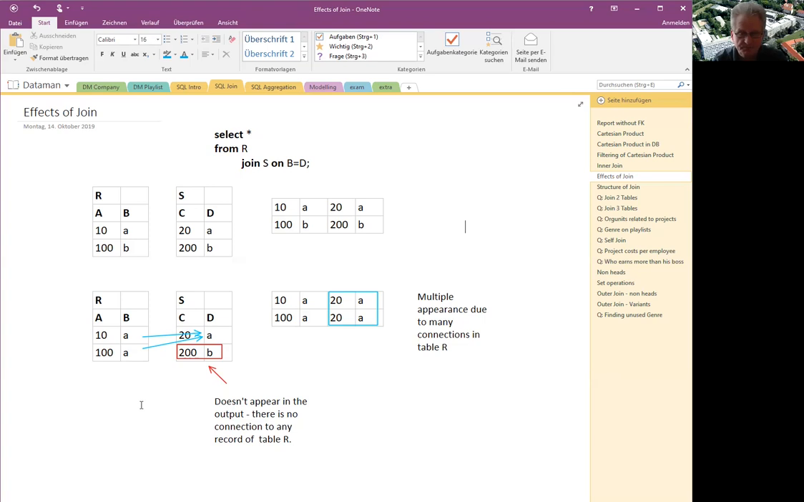Second, if a record is connected many times with records from the second table, then as many times as it is connected, it will appear in the result. So if you look at 20a here of table S, it is connected with 2 rows in table R, and therefore it appears 2 times. And this is something you have to keep in mind, that's the effect.